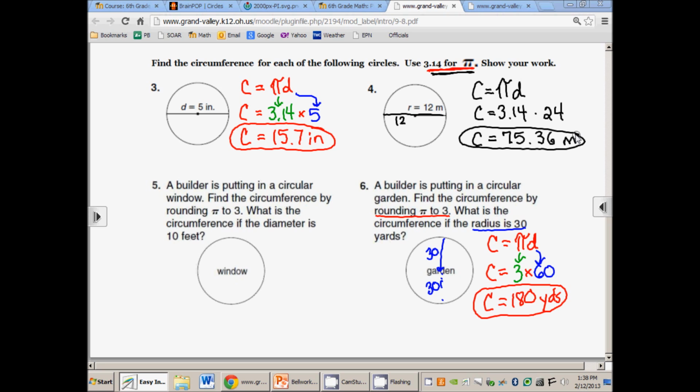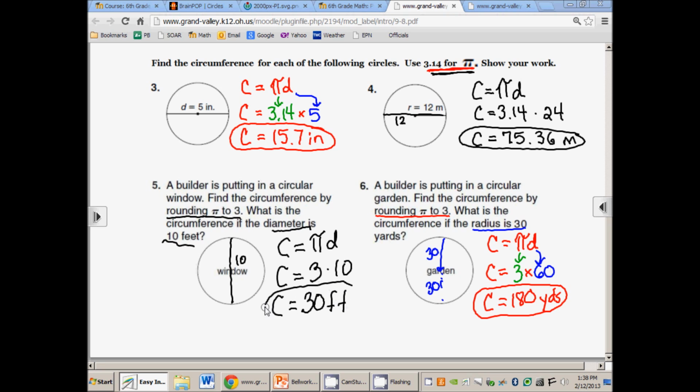All right, back to number 5. They're asking us here, I see, to round pi to 3. So pi times the diameter, we're going to use 3. And right here it points out that the diameter is 10. So we're going to use 5 or 20. Jocelyn? You use 10. It told you the diameter is 10. So that's what we're going to use. I mean, we're done. 3 times 10? That's 30 what? 30 feet. 30 feet. Very good. Okay?